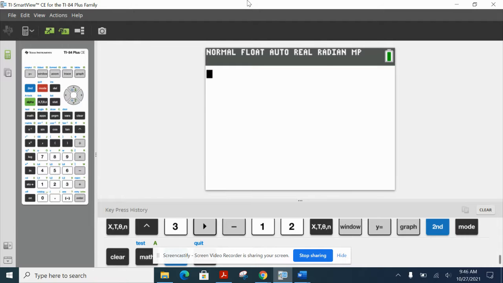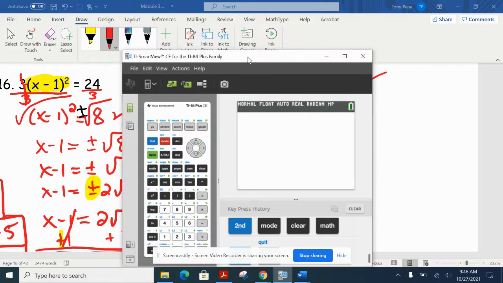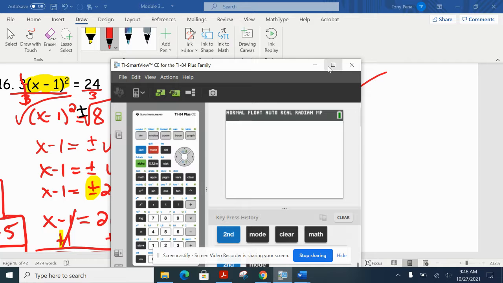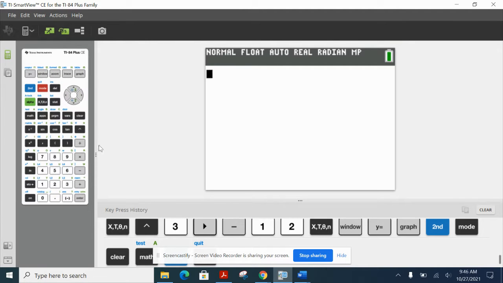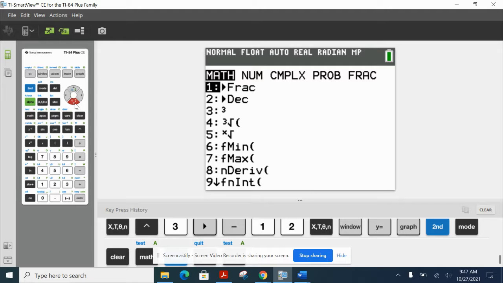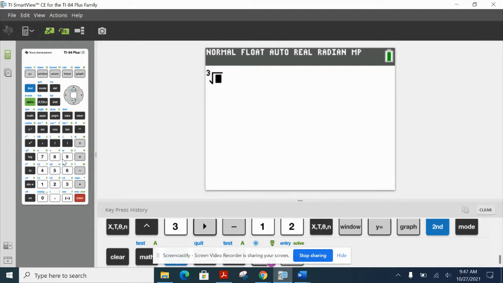All right, so on your calculator, find the math key. It's right here. If I hit math and scroll on down, see how there's a cubed root right here? Don't hit that one right now, but let me show you. If I hit that key, see how it gives me the cubed root?